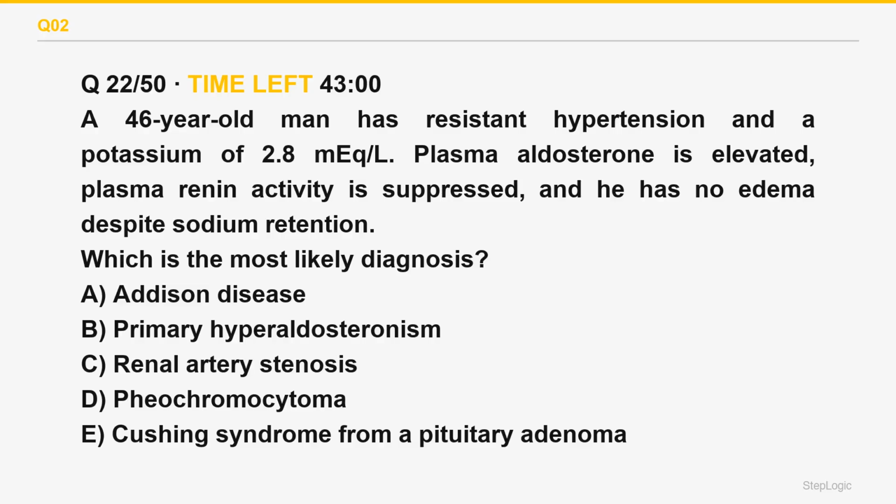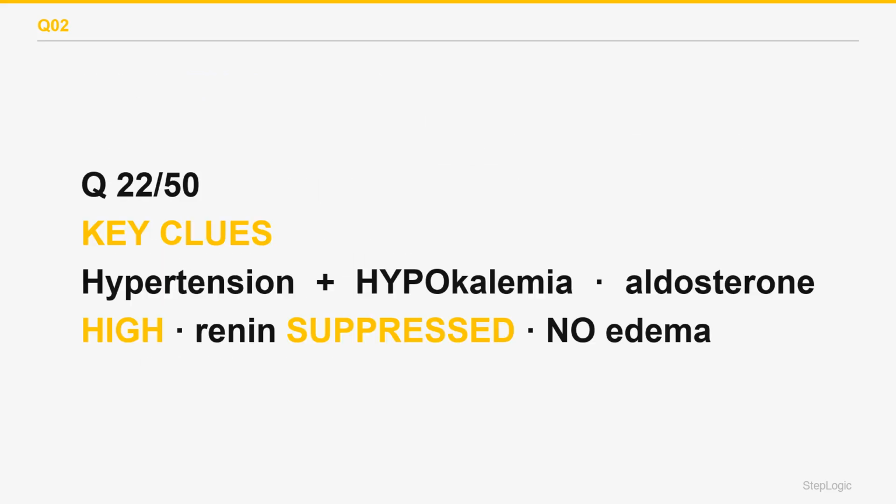Which is the most likely diagnosis? A 46-year-old man has resistant hypertension and a potassium of 2.8 milliequivalents per liter. Plasma aldosterone is elevated, plasma renin activity is suppressed, and he has no edema despite sodium retention. Read the command, the most likely diagnosis. Aldosterone and renin move together in secondary causes and in opposite directions in primary disease. The aldosterone to renin relationship classifies the disorder.